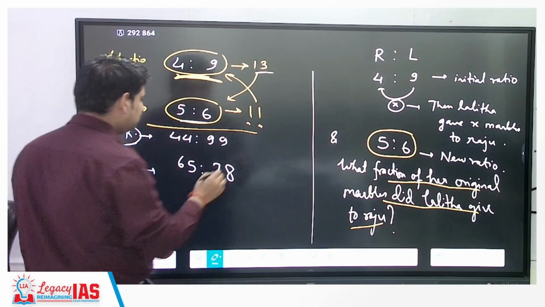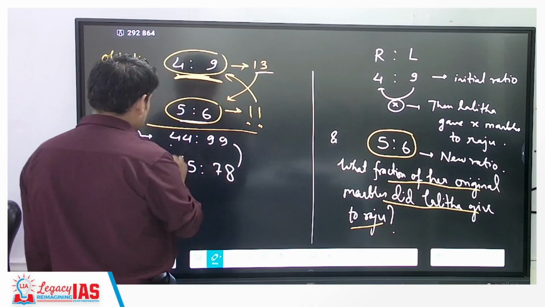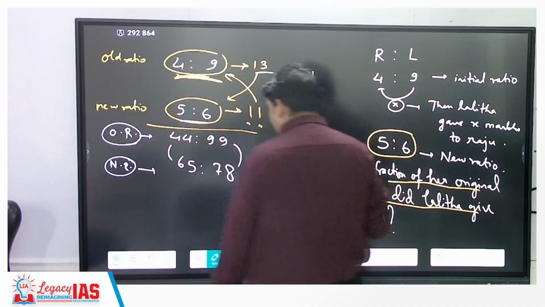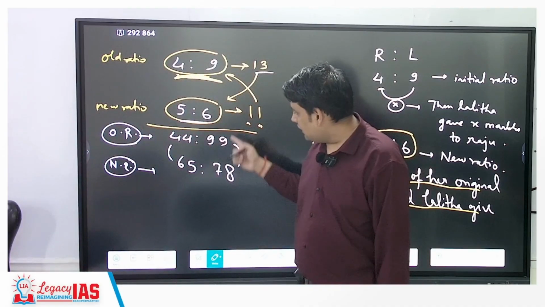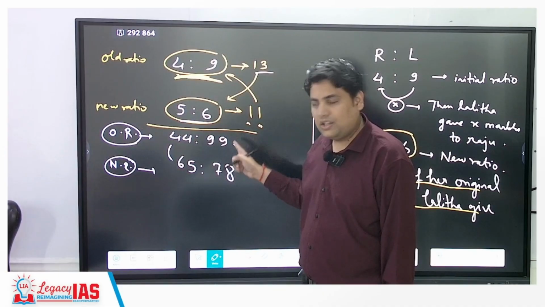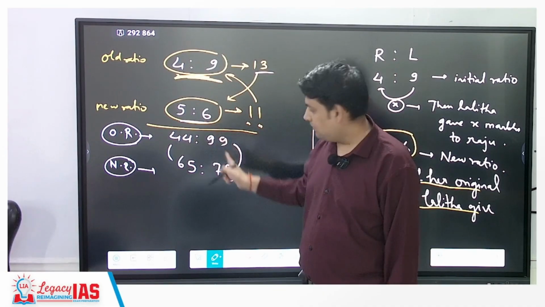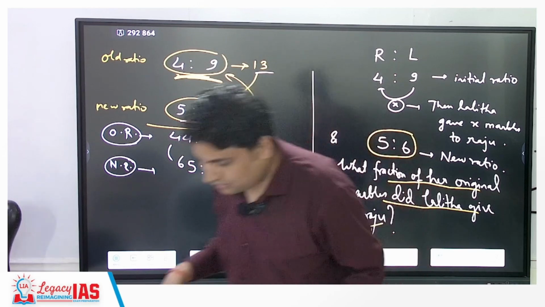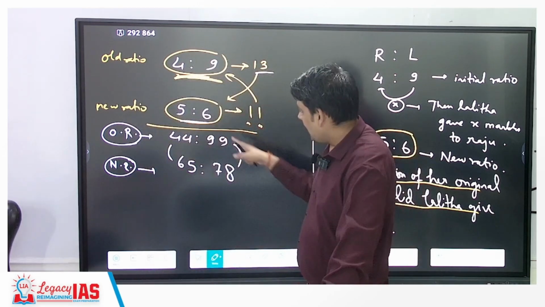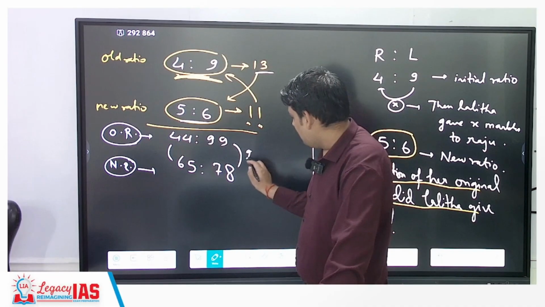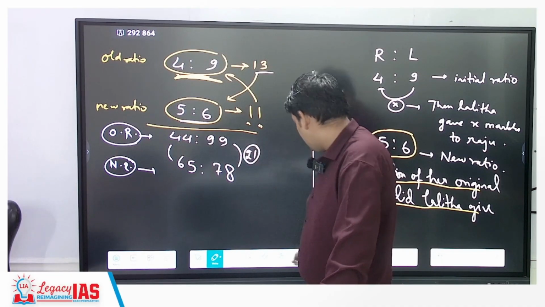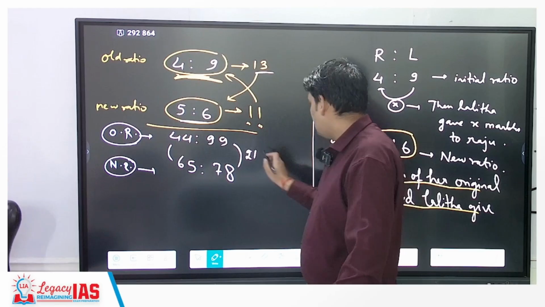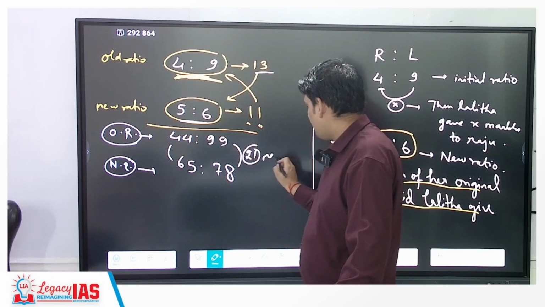Now, see this. You can see in both ways. This is what Lalita is losing. So initially, if Lalita had 99 marbles, now she has only 78. How much did she lose then? 99 minus 78, that is 21 marbles. This is 21 marbles.